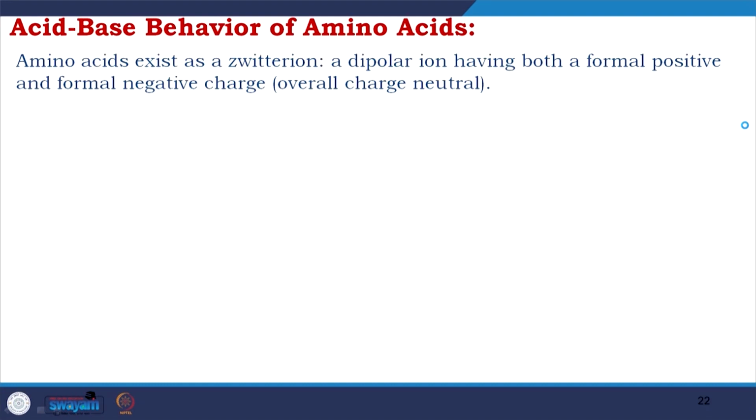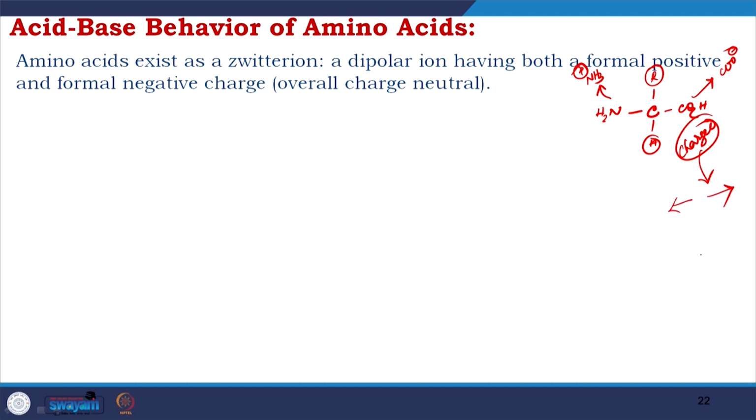Coming to the acid-base behavior, amino acids exist as a zwitterion, a dipolar ion having both a formal positive and a formal negative charge. Remember, I talked about the amino acid: carbon, NH2, CO2H, R group and hydrogen. Now, this could be COO minus and this could be NH3 plus. When they are both plus and minus, then it is charged. But interestingly, if you put it on an electrode, it is not going here or there, it is staying there. That state is called the zwitterionic state.